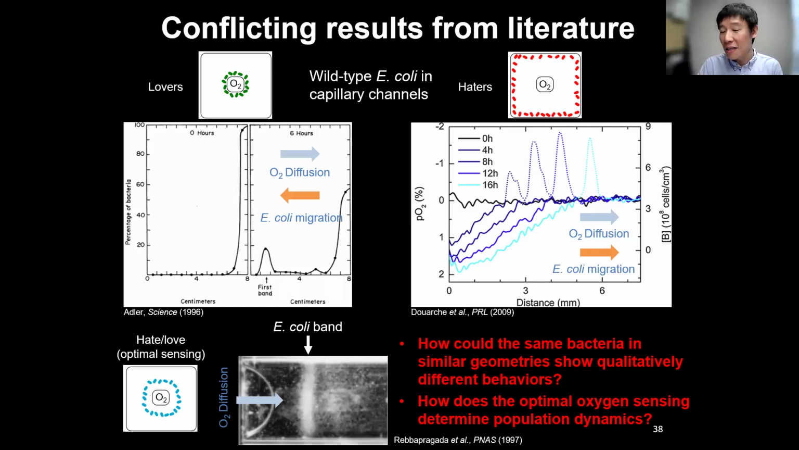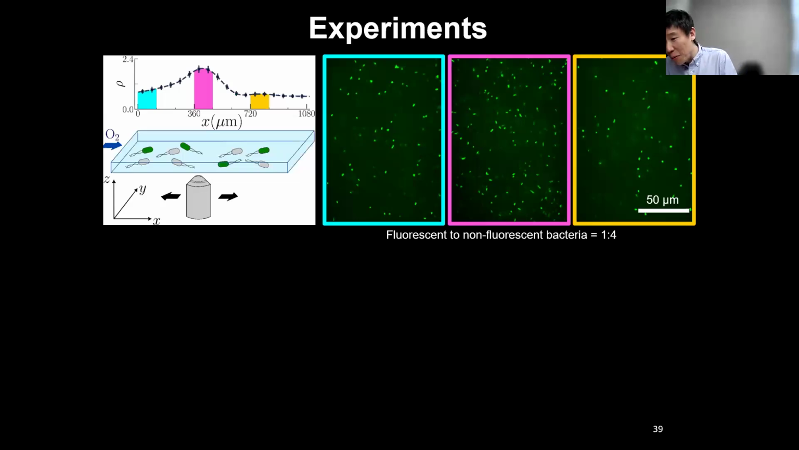Because all the existing studies really treat oxygen as a chemoattractant. If we treat oxygen as an optimal sensing chemical, what is the new dynamics we can have in the system? So we start again with a very simple experiment. In this case, again, a capillary channel.